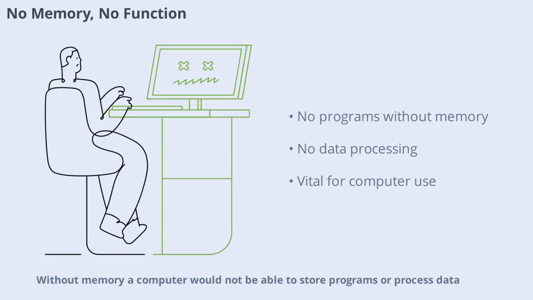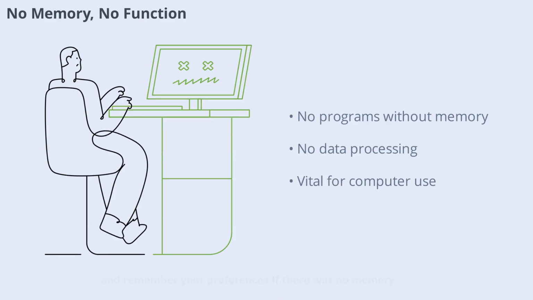Without memory, a computer would not be able to store programs or process data. Every time you turn on your computer, it relies on memory to load the operating system, run applications, and remember your preferences. If there was no memory, each action would have to start from scratch, making it impossible to use the device effectively. This is why memory is considered one of the most vital parts of any computer system.